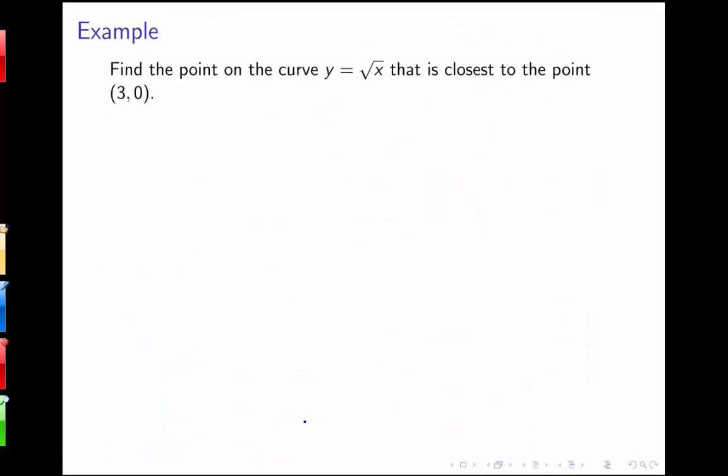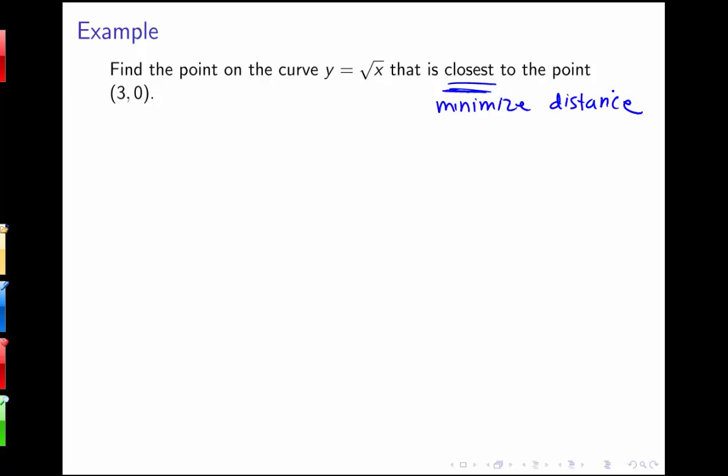Okay, so let's look at another example. Let's say that we want to find the point on the curve y equals the square root of x that is closest to the point (3, 0). When we talk about wanting to find some location on a curve, or sometimes other situations where we're talking about minimizing a distance, that's what we have to recognize is going on here. Being closest to the point has to do with minimizing a distance.